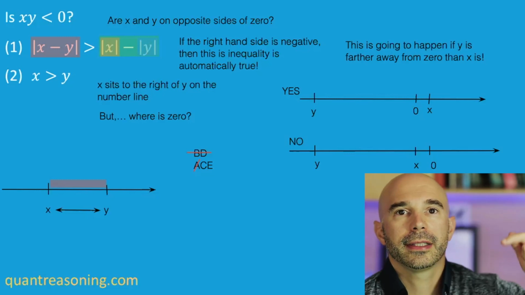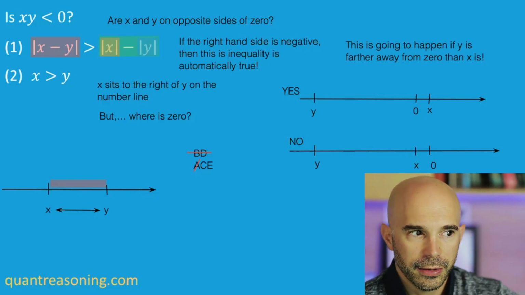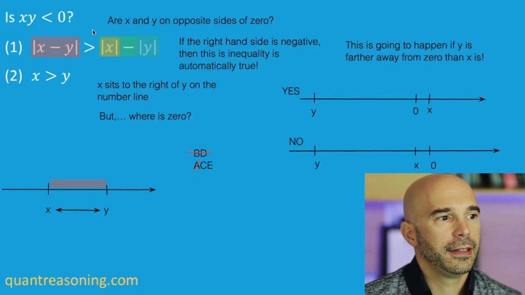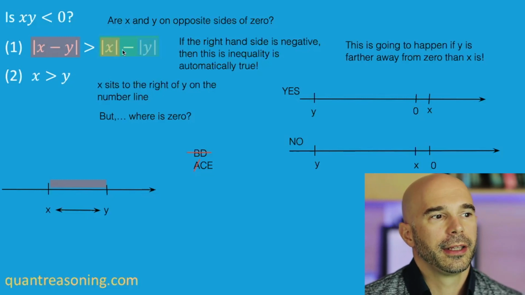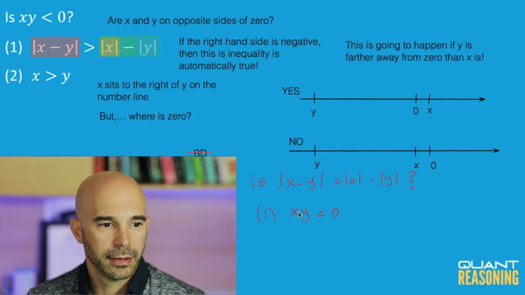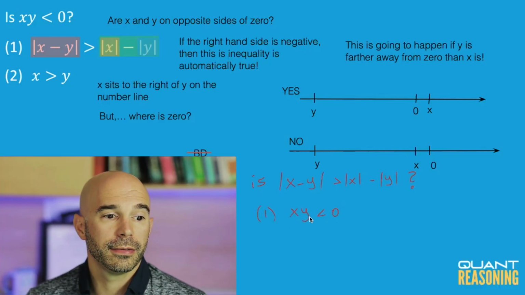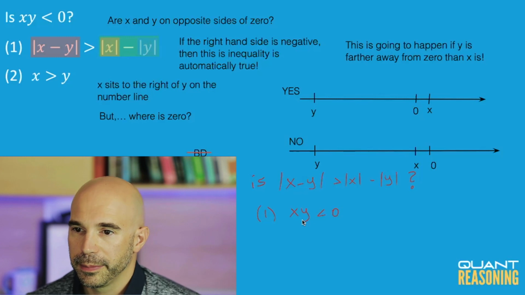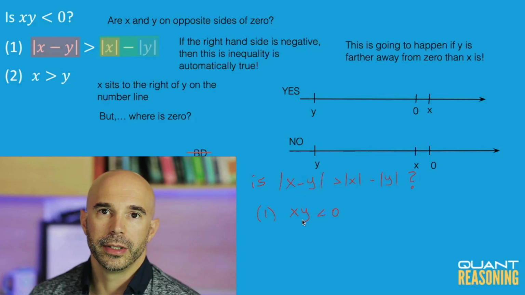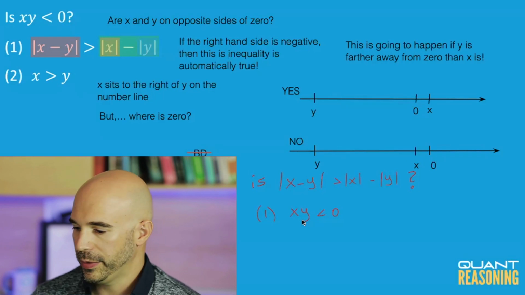If we know that X and Y are on opposite sides of 0, then we can infer definitively that this left-hand side is greater than the right-hand side. That's what you're saying. Yes, that's correct. This statement is sufficient. Now, you should ask yourself, why is that the case? How come knowing this is sufficient to answer this, but knowing this is not sufficient to answer this? Why is that? Can you think of any other scenarios in which something is sufficient to answer a question, but not the other way around?